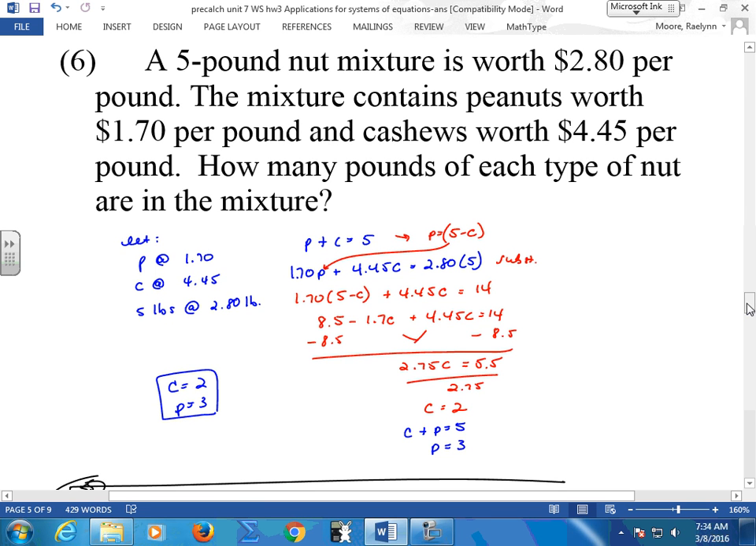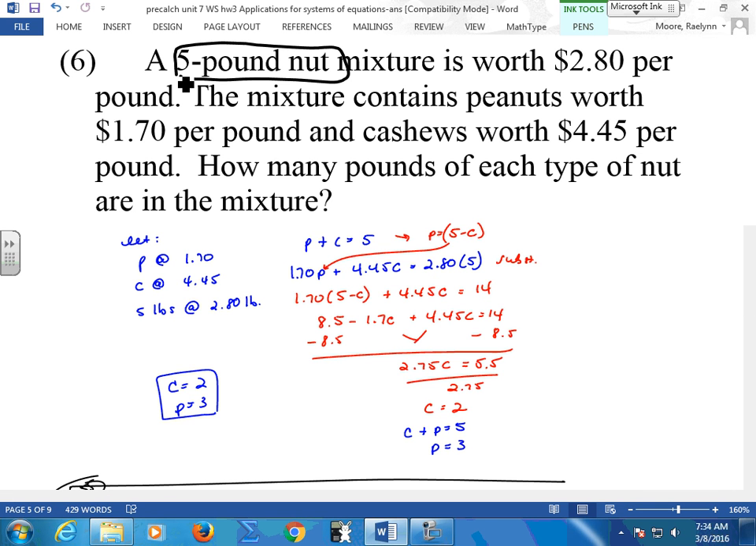Everybody get this one? Did you catch the part that the whole mixture is 5 pounds? Okay. You have a 5-pound mixture. It's worth $2.80 per pound. The mixture contains peanuts that are $1.70 a pound and cashews that are $4.45 a pound. How many pounds of each are in the mixture? Now, whatever you put for the separate parts, the peanuts and the cashews, has to equal the total amount of the 5-pound mixture.